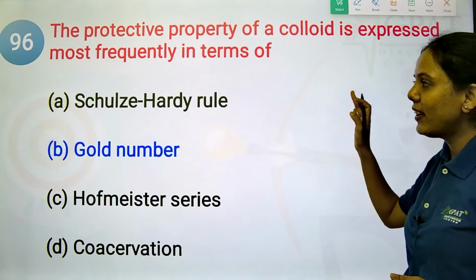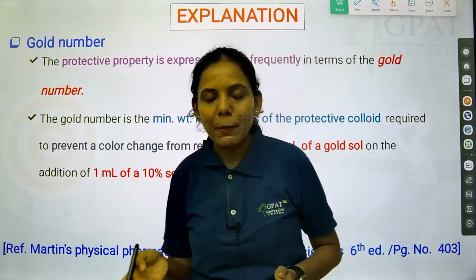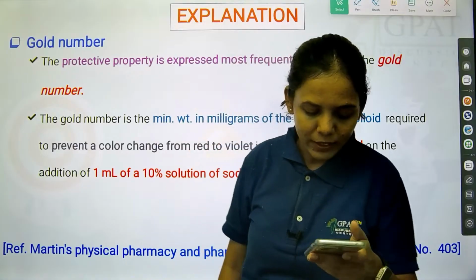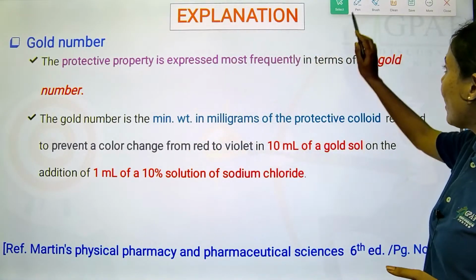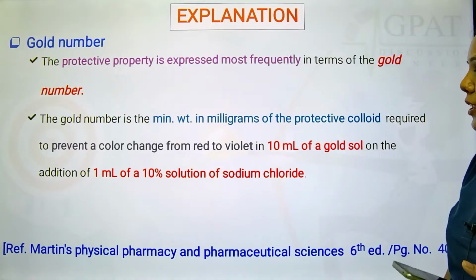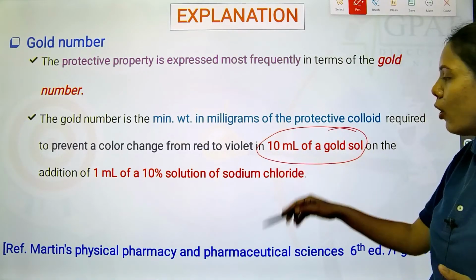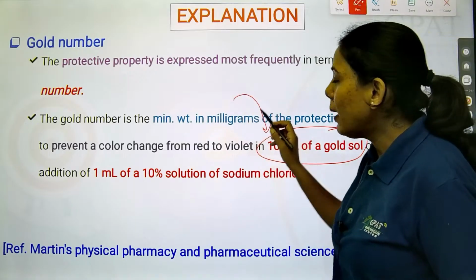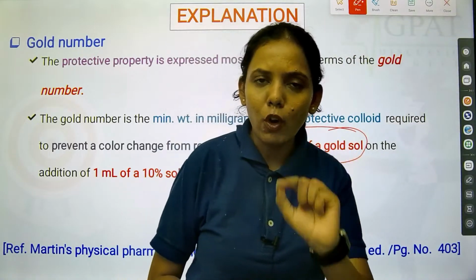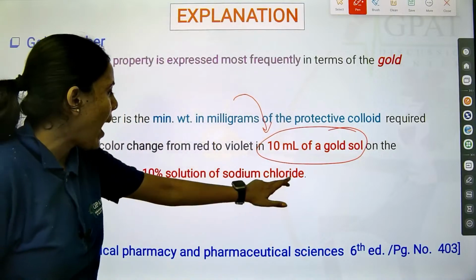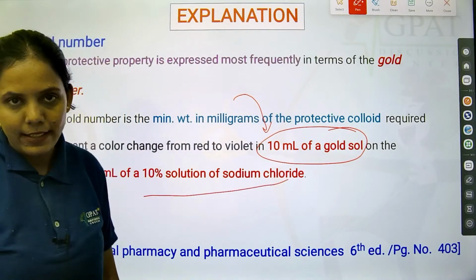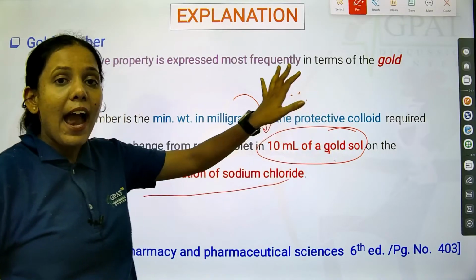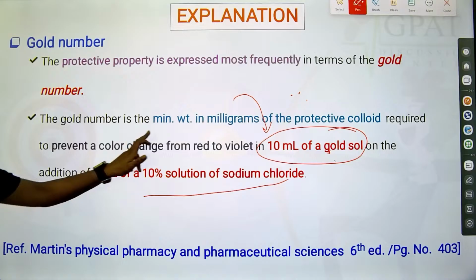Sana, 120 to 130. You will only see 120 but not 180; that much big a range won't be there. Remember 120 to 130. Gold number is the right answer. So what is gold number? First of all, you take 10 ml of a gold sol, and in that you add the minimum amount, in mg, of colloid, and then you add 10% solution of NaCl. Once you prepare this gold sol, you add the protective colloid. At that time, the color will be red.